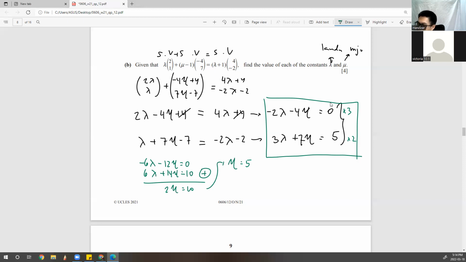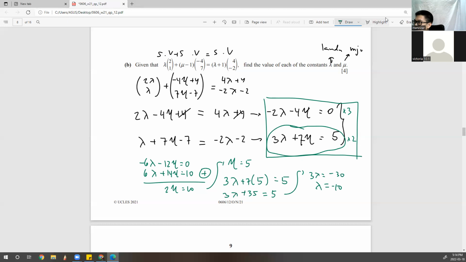So the mu will be 5, right? And then you can pick anywhere. I think I pick this. The number is more complicated, but it has no negative, so I think this is better for us to solve. 3 lambda plus 7 times 5, because the mu is 5, equals 5, right? You don't have to multiply anymore by 2 because it is only a simple answer. So 35, 3 lambda equals negative 30. So lambda equals negative 10. There you go, that's the answer.